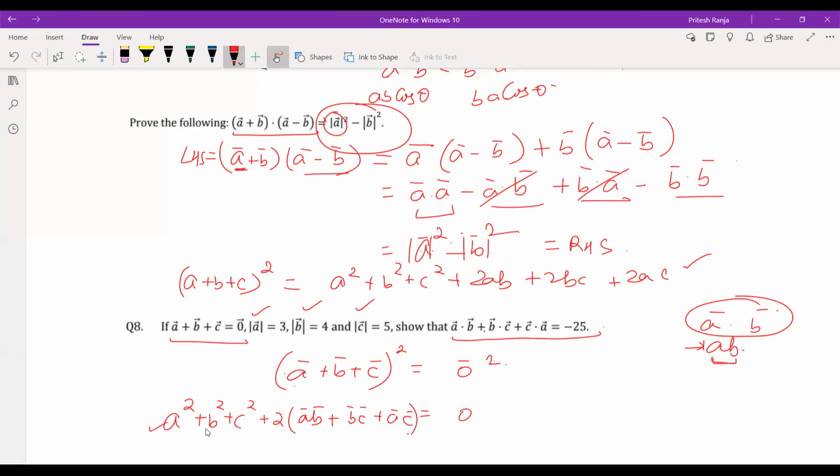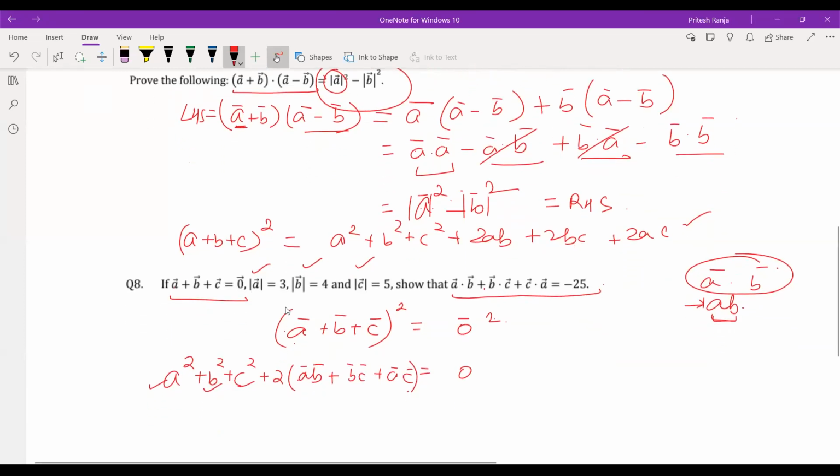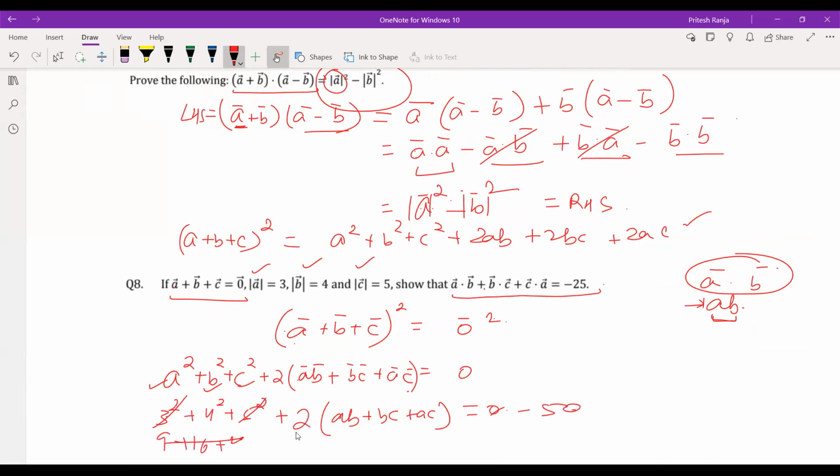And you have the magnitudes of a, b and c. We will put them here. So it will be 3 squared, 4 squared, 5 squared plus 2 times ab plus bc plus ac is equal to 0. And this will be 9 plus 16 plus 25. So minus 50 will come on the right hand side. And divided by 2, you will get minus 25 as the answer.